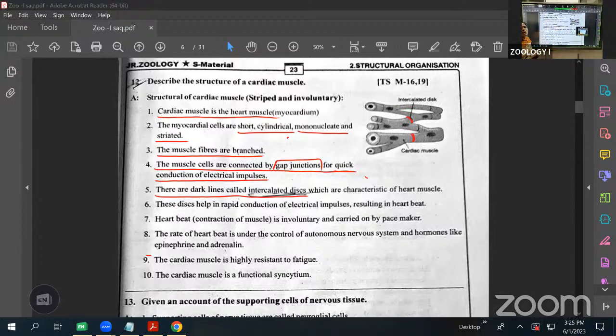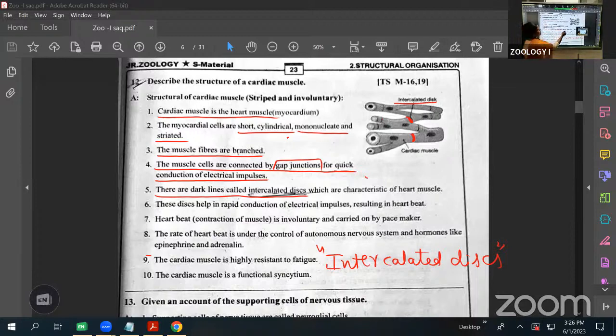In the skeletal muscles also, dark and light bands are present, not lines. Here, dark lines are present, which we call intercalated discs. Intercalated discs are present between the striations as dark lines. This is a special character of the cardiac muscle. Intercalated discs are easily visible, and we can identify that it is cardiac muscle.